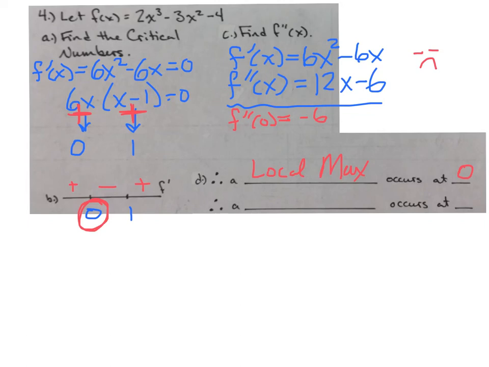And then doing the same thing for our other critical number of 1, we'll look at the second derivative at 1, which when we plug it in, we'll get a positive 6. Remember, positive gives us the happy face. So this is a local minimum that's going to happen at 1.